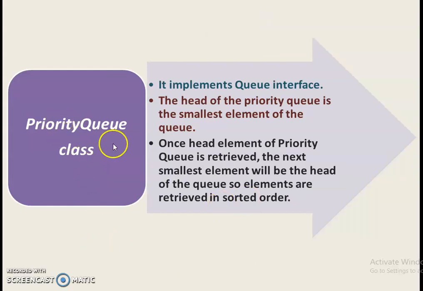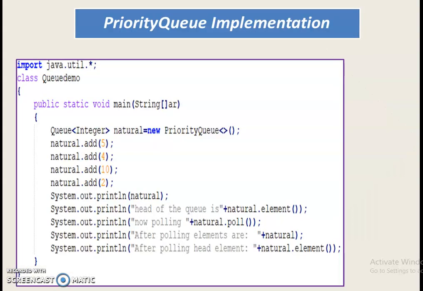So we have seen that this class implements the Queue interface. And when we talk about the head element of the priority queue, it is the smallest element of the queue. And once the head element of the priority queue is retrieved or removed, the next smallest element will be the head of the queue. So elements are retrieved in sorted order, right? Now let's see the implementation.